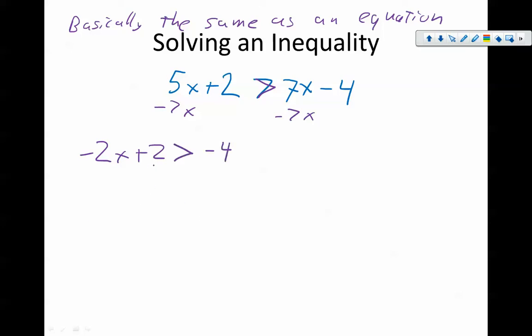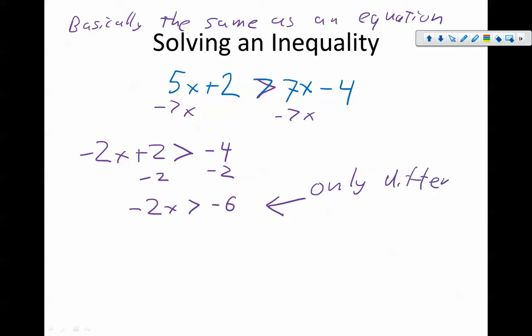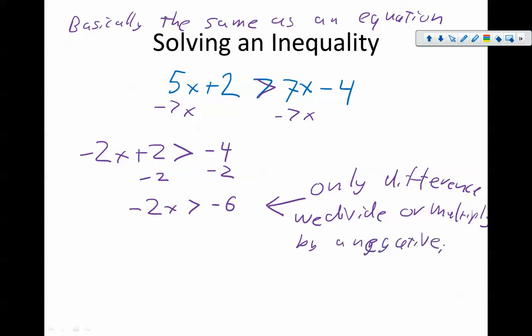And I'm going to continue solving. Again, no changes in how I'm doing this. I'm subtracting 2 on both sides. Negative 2x is greater than negative 6. Here is where we get the change. This is the only difference. And that difference is that when we divide or multiply by a negative, we flip the inequality.